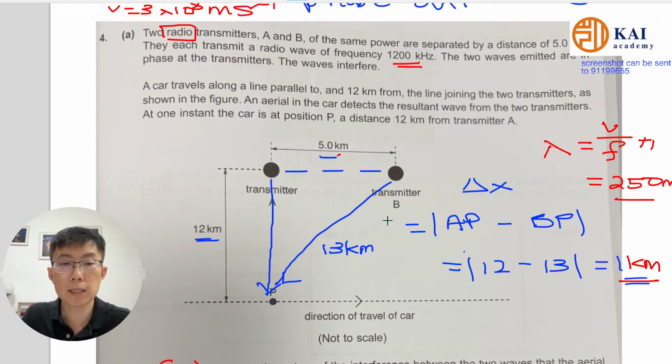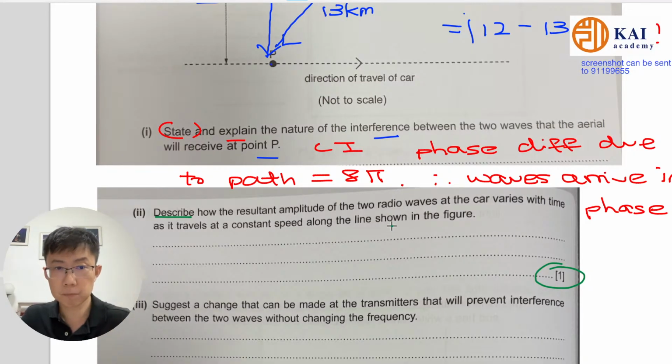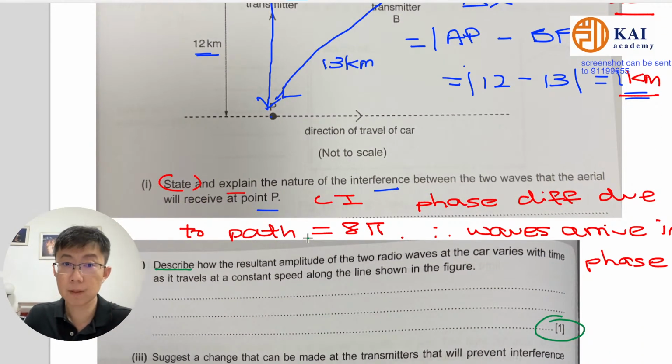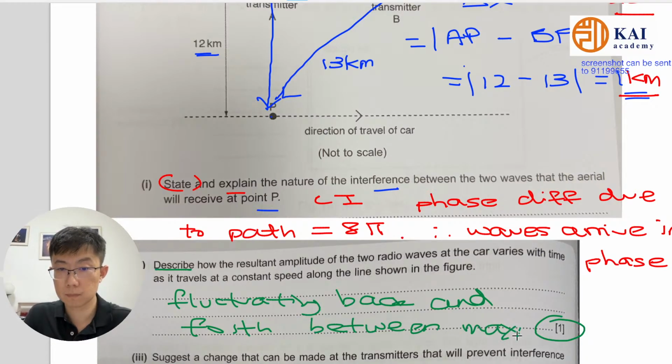In this case, because these are radio transmitters and there is a signal detector inside the car, the signal detector will show us fluctuating maxima and minima. It'll be fluctuating back and forth between maxima and minima.